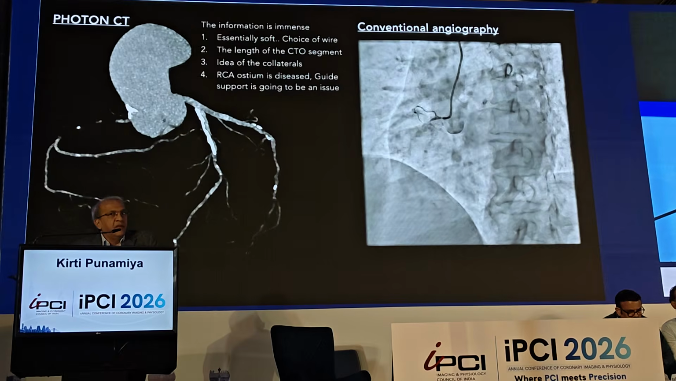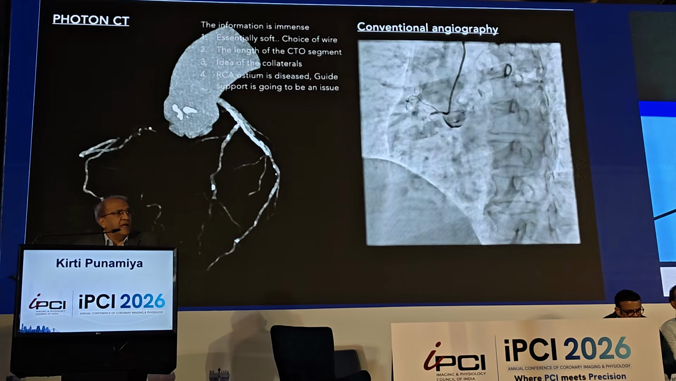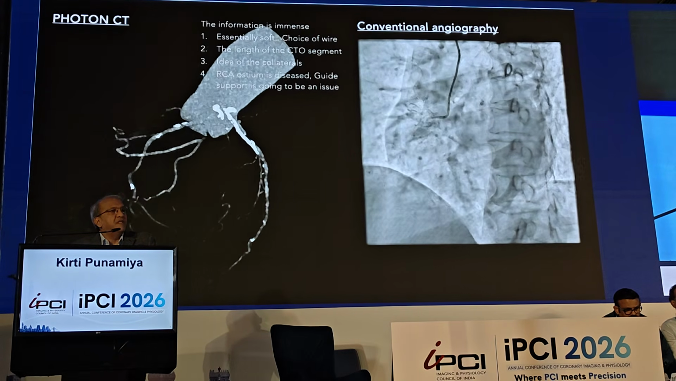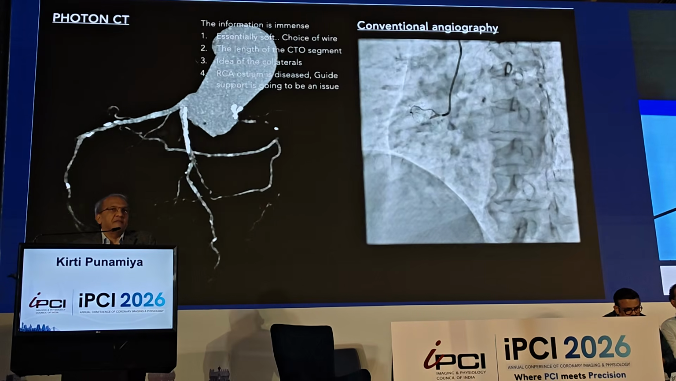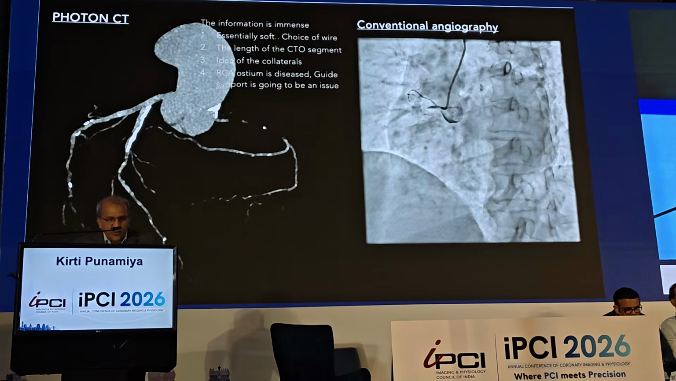Not only that, if you take the cross-section at the aortic end, before you even start the case, you know what guiding catheter is best going to suit that case. That's important.